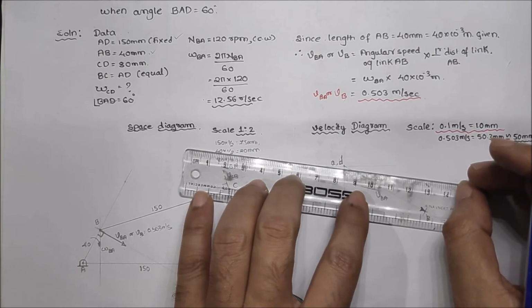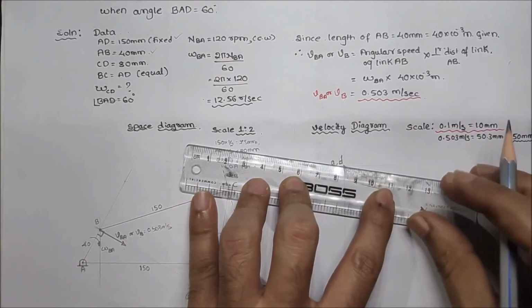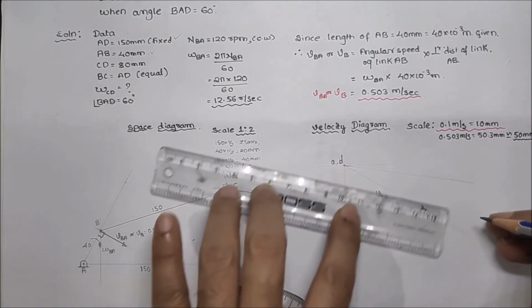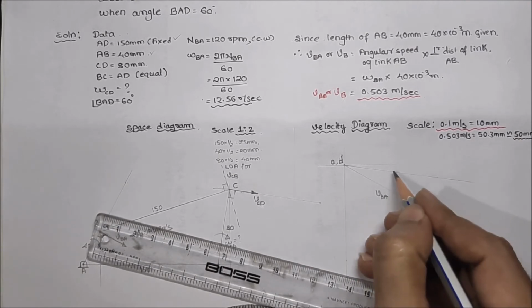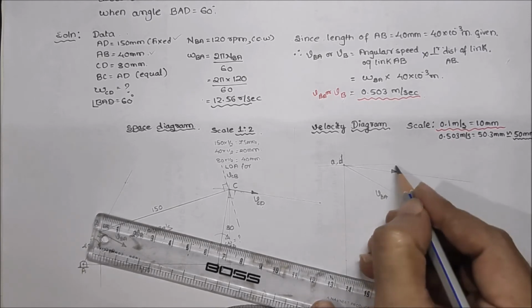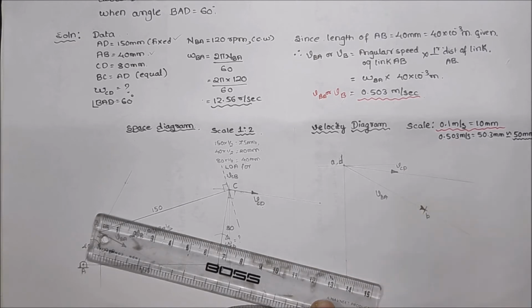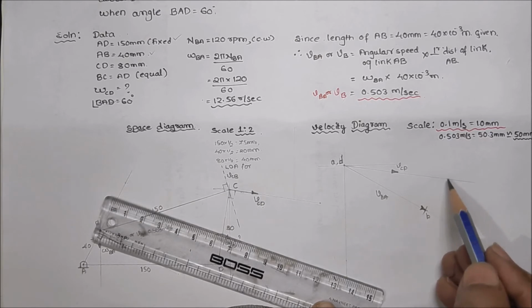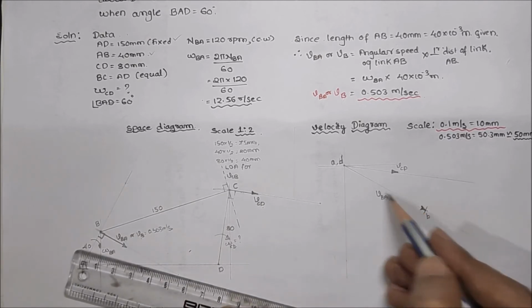Now from here we are going to draw a line of this direction. We'll name this direction here, and we will represent it as the velocity of C with respect to D. But we don't know its magnitude, where it has to end. So where it is going to end, we don't know.